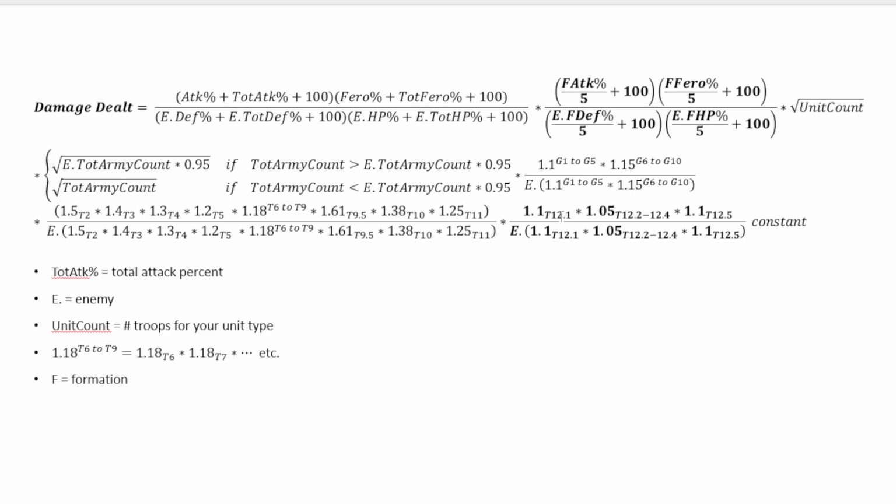Now, the difference from 12.1 to 12.4 is that instead of continuously scaling at 1.1 per subtier, you only scale at 1.05, meaning that between tiers 12.2 and 12.4, you only get 5% extra damage dealt and 1.05 reduced damage taken. And finally, at tier 12.5, so the last upgrade of tier 12, we once again go back to that 1.1 multiplier.